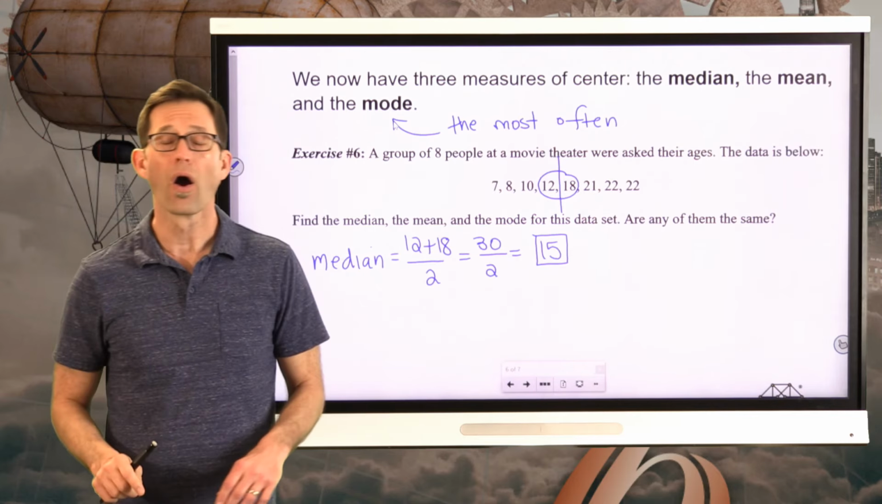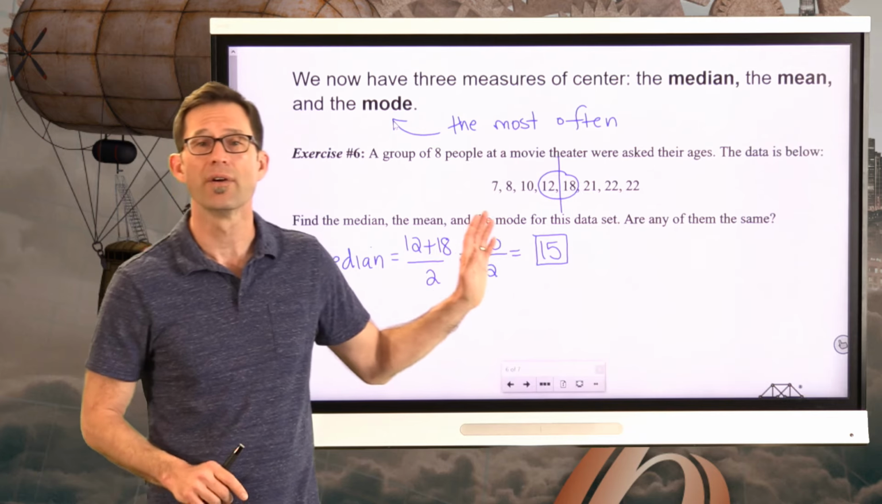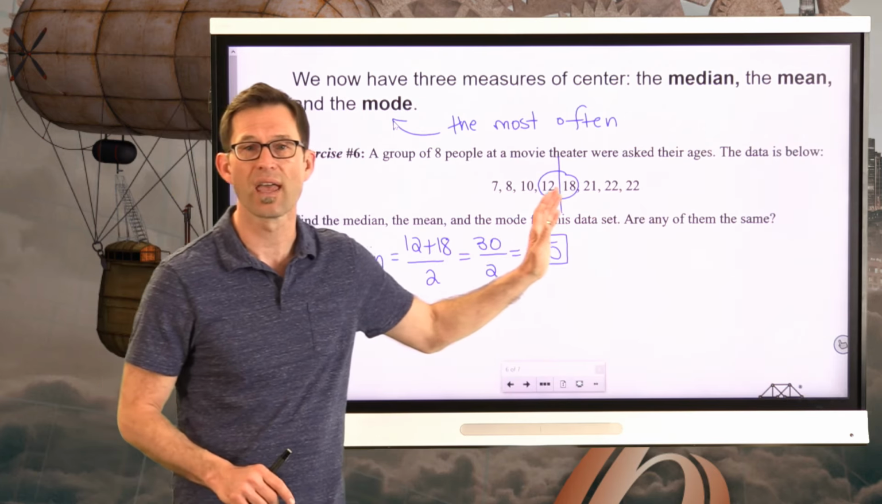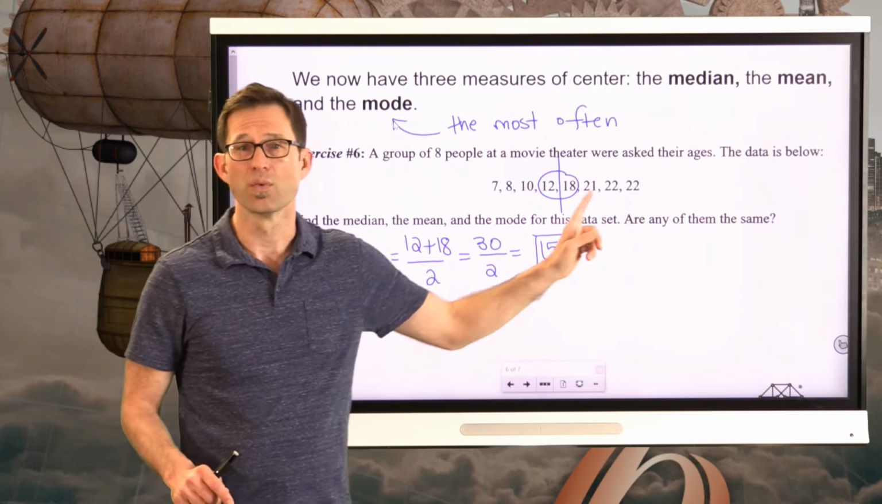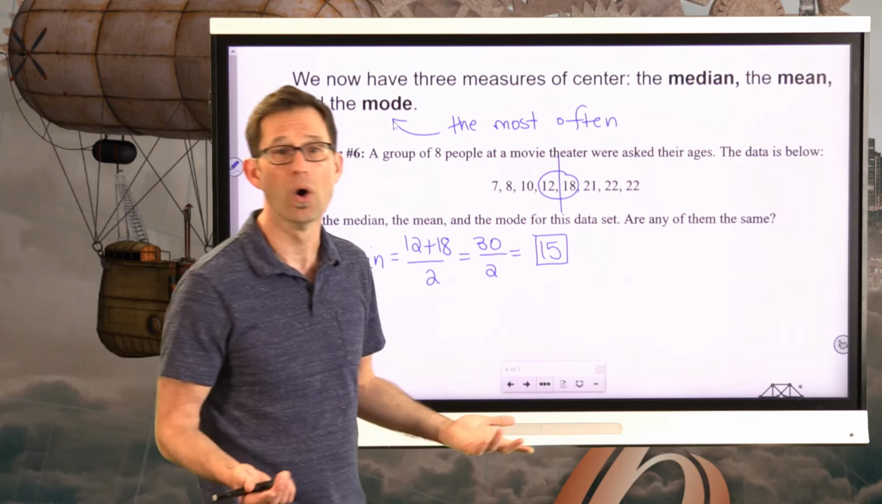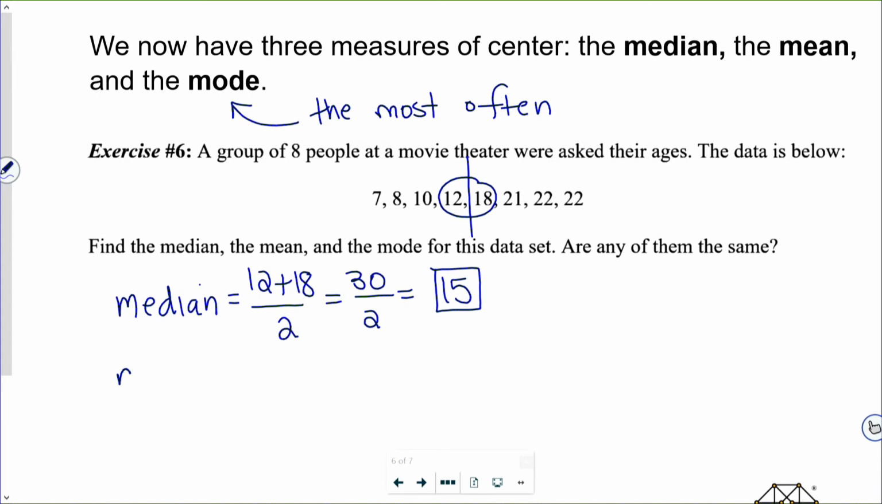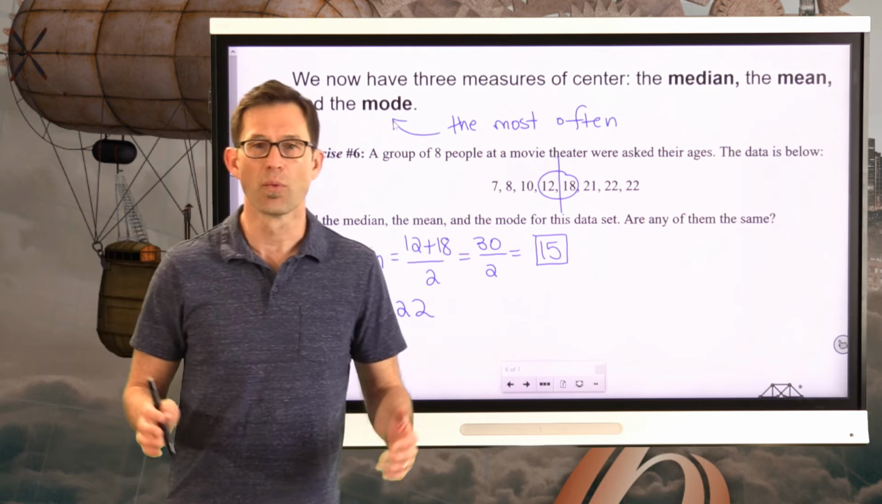Simple enough. Our mode is very easy because we have very, very few data points. It's easy to scan this and say, well, the only one that showed up even more than once was 22. So that's our mode, right? Our mode is 22, right?